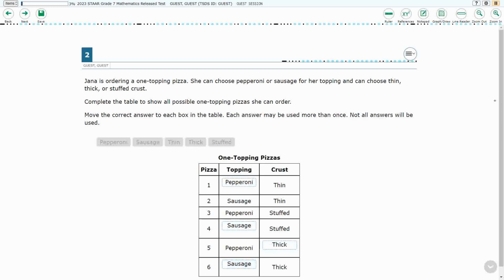All right, so just double checking. Let's make sure that pattern looks good. Pepperoni, sausage, pepperoni, sausage, pepperoni, sausage. And then thin, thin, stuffed, stuffed, thick, thick. There we go. We've got our answer here. Let's see how we did across the state of Texas.